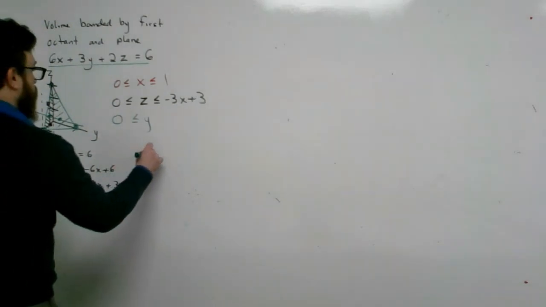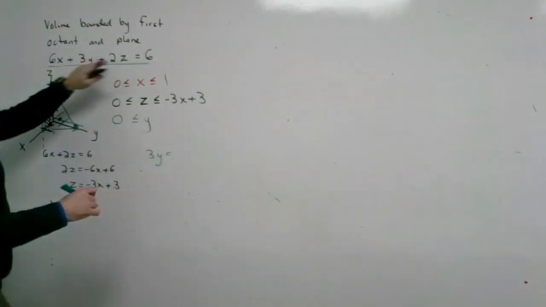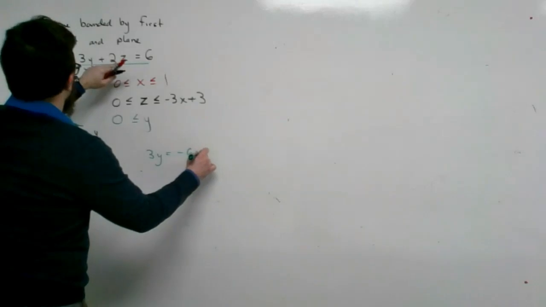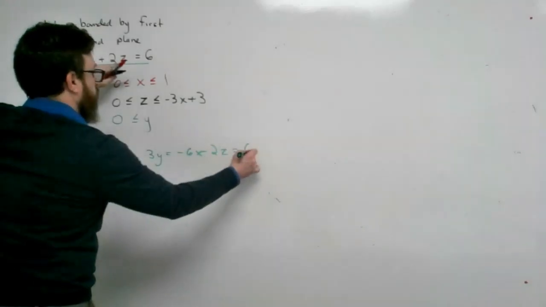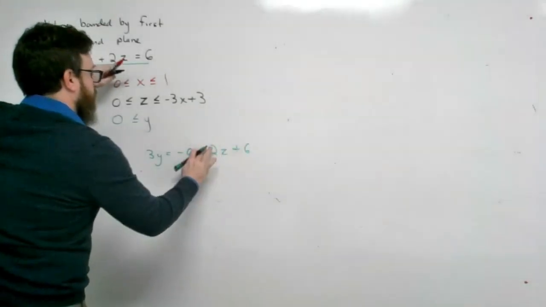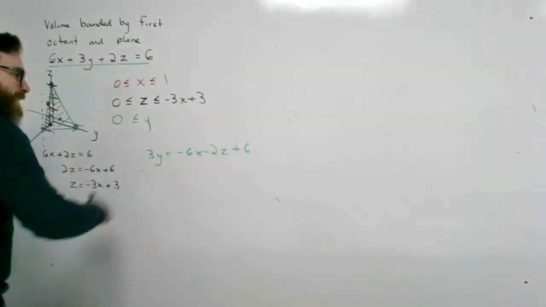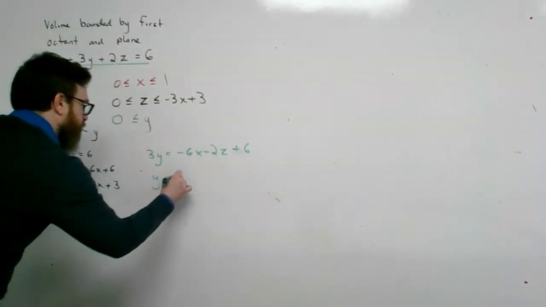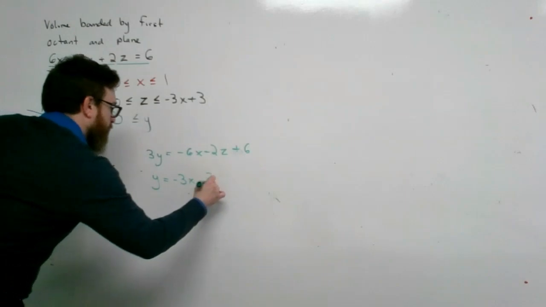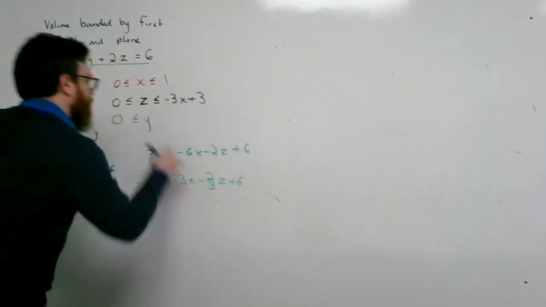So 3y would be equal to, subtract those, minus 6x minus 2z plus 6, did that last time, plus 6. And then divided everything by 3, y is going to be equal to minus 3x minus 2/3 z plus 6. So that's going to be the maximum here.